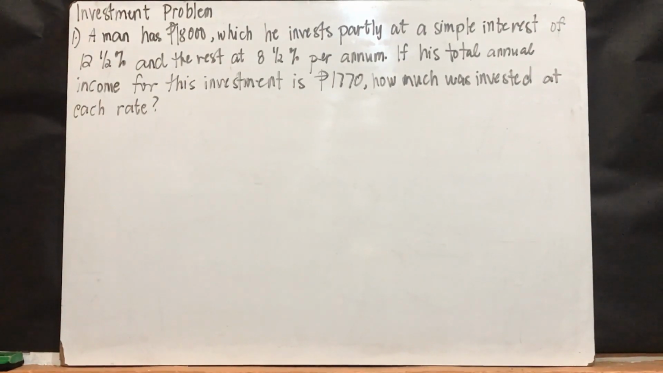So, number 1, a man has 18,000 pesos which he invests partly at a simple interest of 12.5% and the rest at 8.5% per annum. If his total annual income for this investment is 1,770 pesos, how much was invested at each rate?